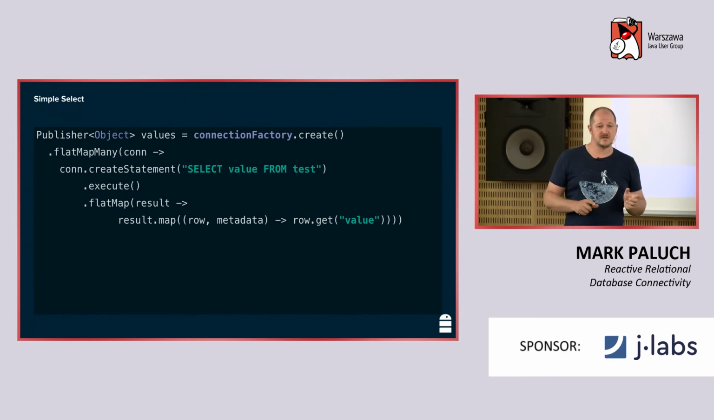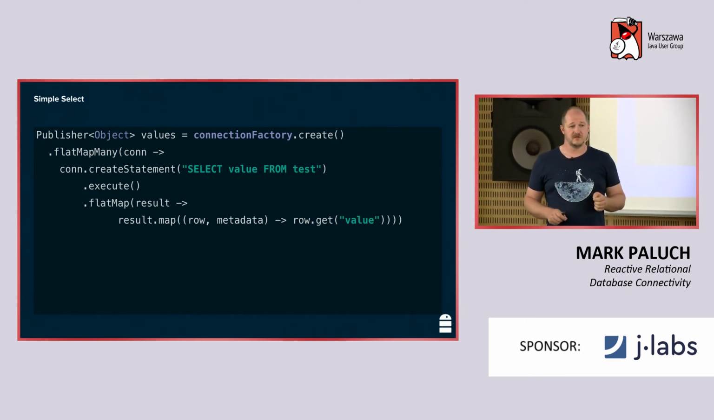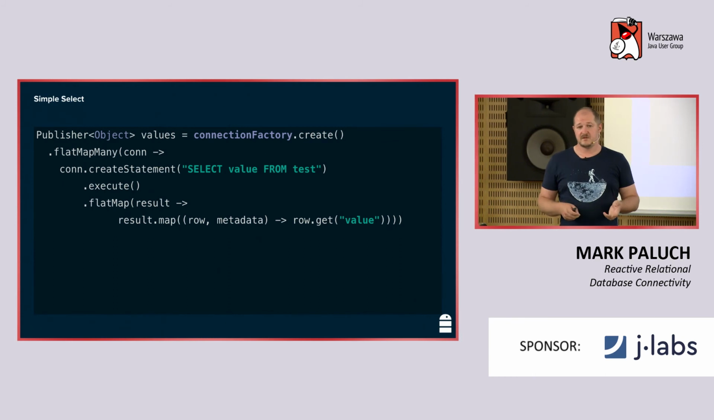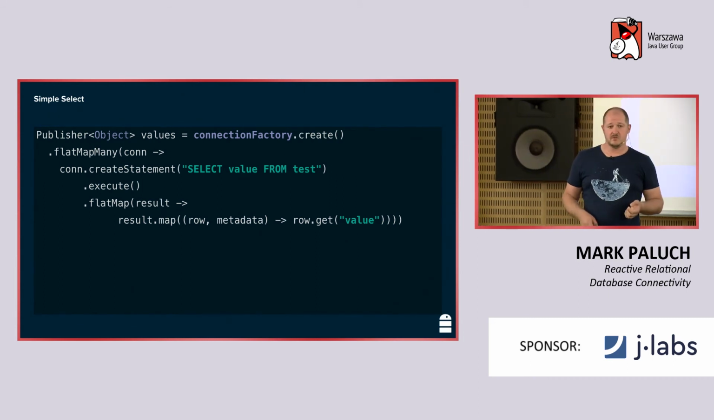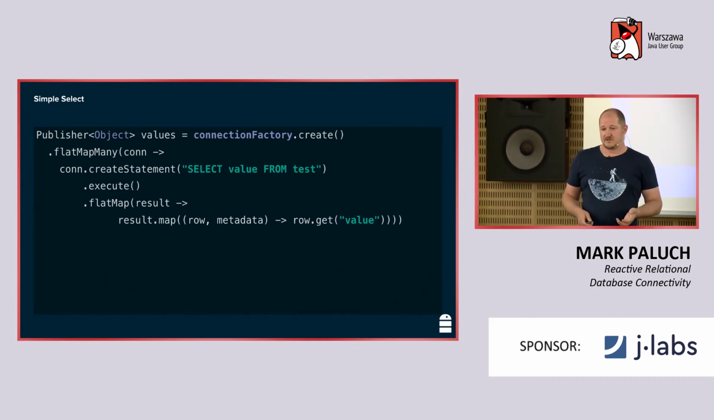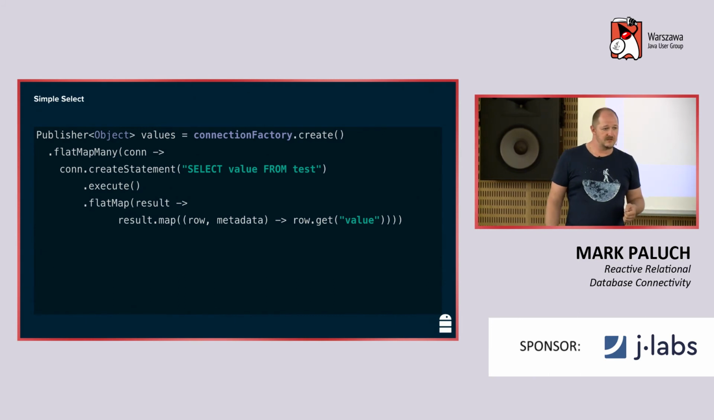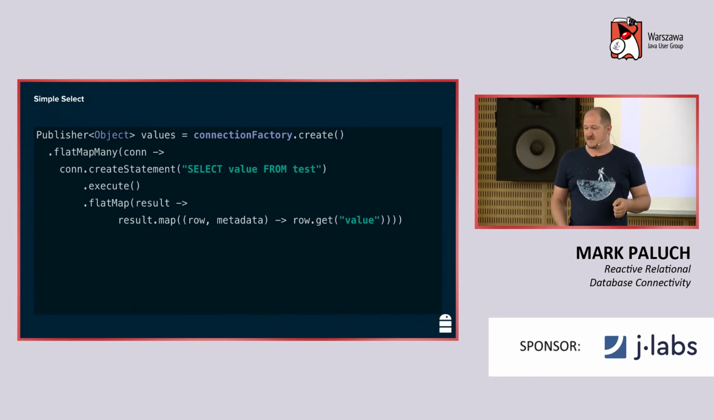So for this example, I choose to use Project Reactor as the composition library, which brings me methods like flatMap, many, these kinds of things. So it all begins with a connection factory where we create a connection. Once the connection is ready, I intend to run a statement, which is select value from test. I'm executing that, and this creates another publisher.